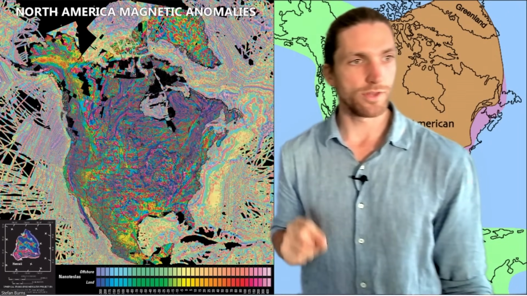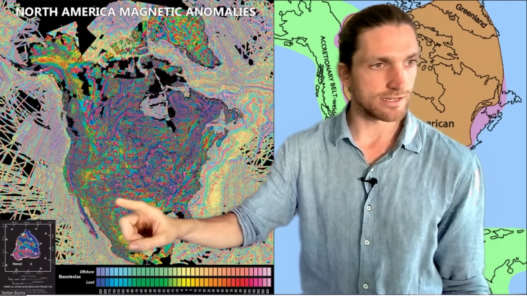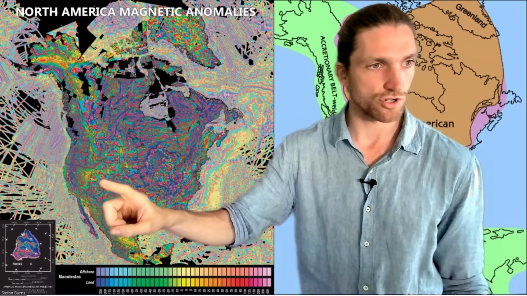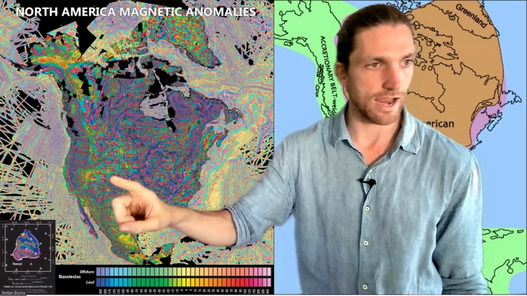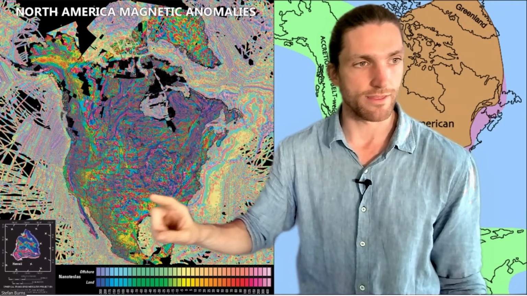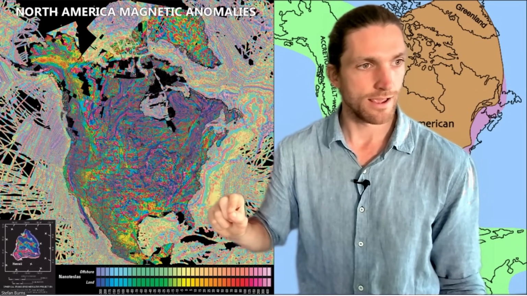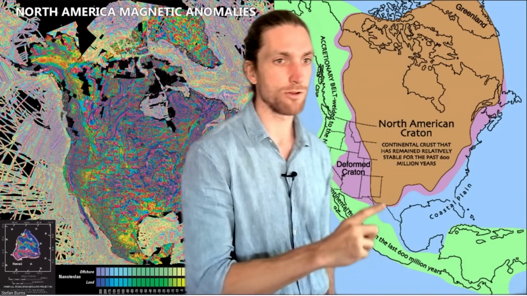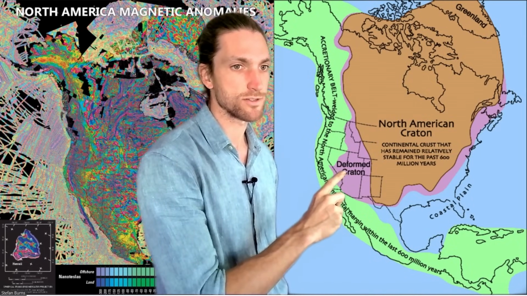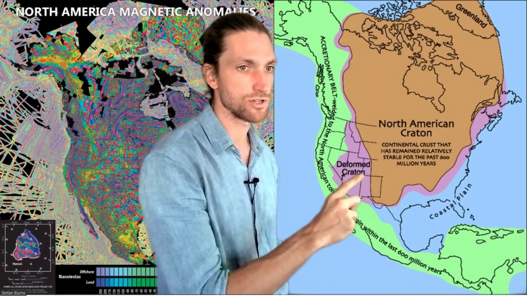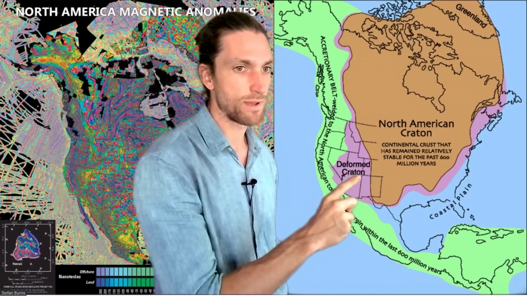But what you will notice is that there is a potential ring structure right here in the four-state area. And we're going to zoom in on that. And you even see that central magnetic anomaly there. And it's also located right in this deformed craton. So here's the four-state area. It actually shows up on this map. It's centered basically right there in that deformed section.